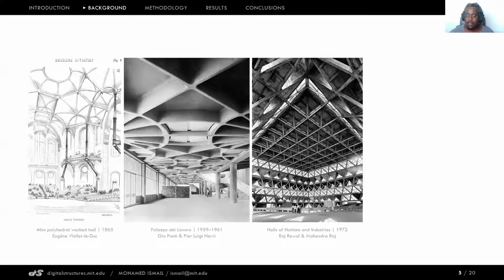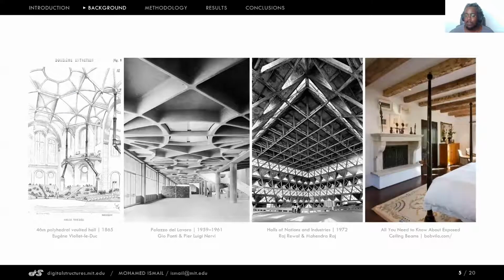Another possible motivation for this work, and you'll see why shortly, is the expression of structure. For centuries, architectural theorists and designers have advocated for the honest expression of building structure. People like Viollet-le-Duc used to champion the honesty of materials. This was something that was echoed in David Billington's definitions of structural art, which is why we celebrate the works of people like Pierluigi Nervi and Mahendra Raj.